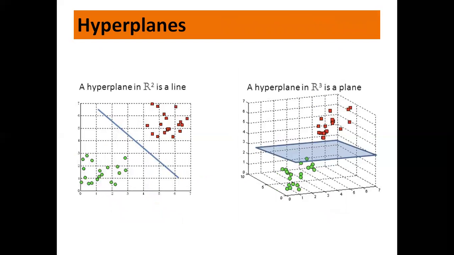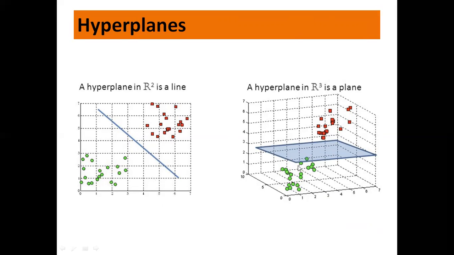Hyperplanes are decision boundaries that help you classify the data points. Data points falling on either side of the hyperplane can be attributed to two different classes. Also, the dimension of the hyperplane depends on the number of features. If the number of input features is 2, then the hyperplane is just a line.